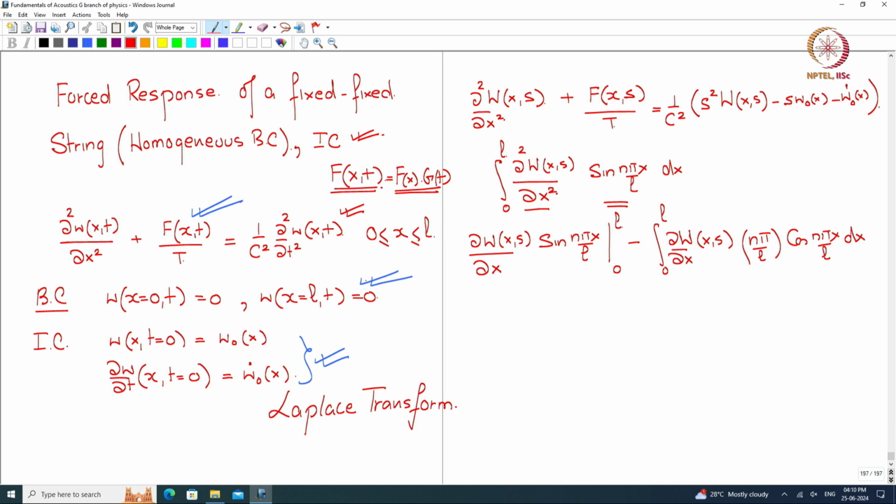Okay. Now sine n pi x by L is our mode shape again, because why? Because fixed string, we have seen just the last class. So this term goes to 0. Okay, this is 0 at x equal to L and x equal to 0. So I am left with this, and I will keep the minus here.